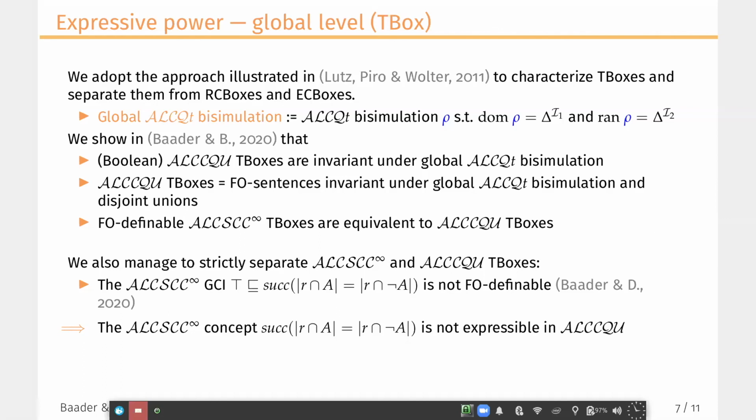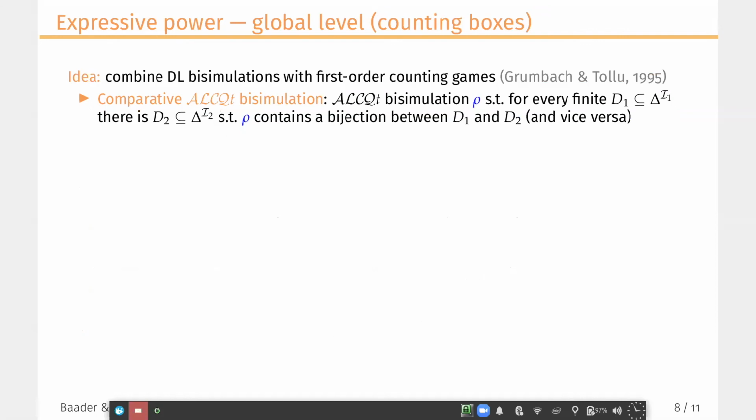Now that we looked at T-boxes, let's jump to the last interesting bit, which is counting boxes. And the idea here is that we take bisimulations and we combine them with first order counting games. So we take the so-called notion of comparative ALCQT bisimulation, where we ask that no matter what finite subset of the interpretation we take, we are always able to jump on the other interpretation and find the set that is in bijection with respect to the bisimulation.